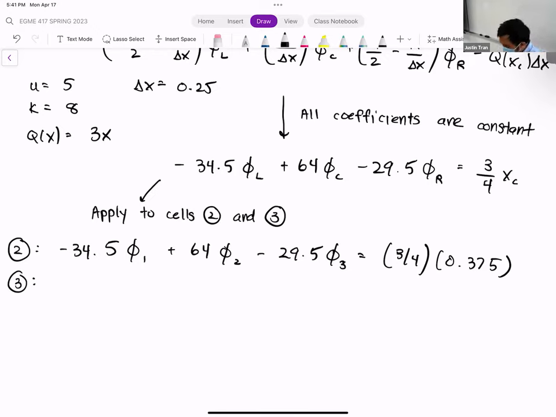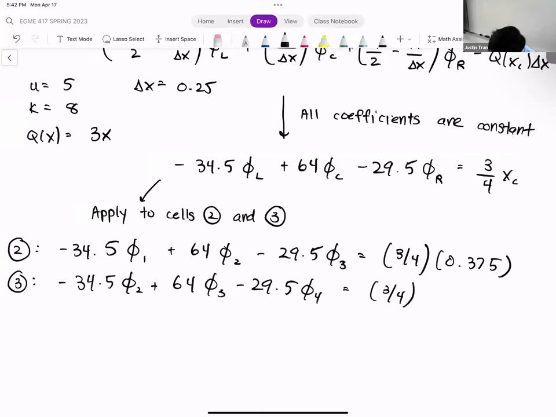All right, let's apply the same thing for cell 3. For cell 3, we have minus 34.5 phi 2 plus 64 phi sub 3, minus 29.5 phi sub 4, is equal to 3/4 times x3. And x3 is 0.625.